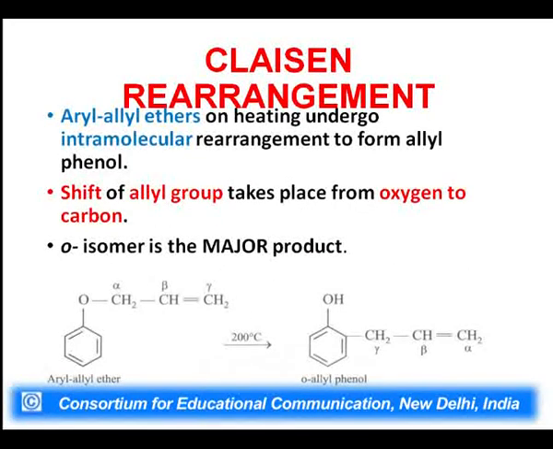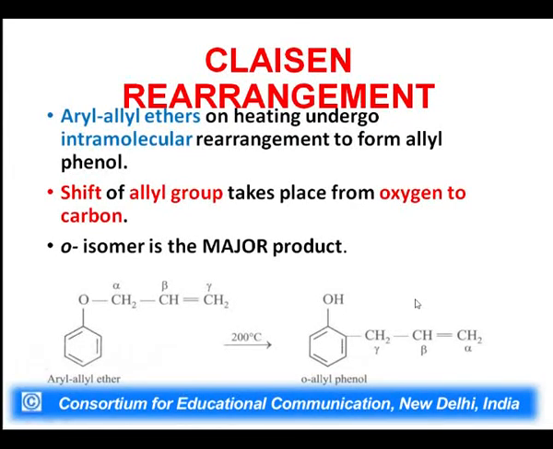The next reaction which is of interest is Claisen rearrangement reaction. In Claisen rearrangement reaction, aryl-allyl ethers undergo intramolecular rearrangement to form allylic phenol. So what we find here is that this allyl phenyl ether undergoes intramolecular rearrangement to give us an ortho-allyl phenol.